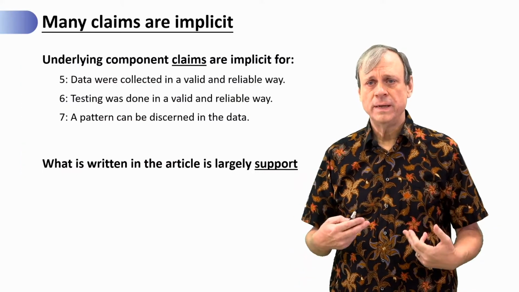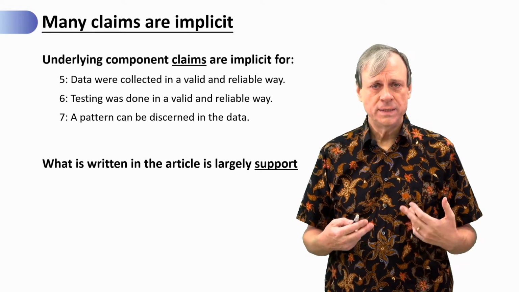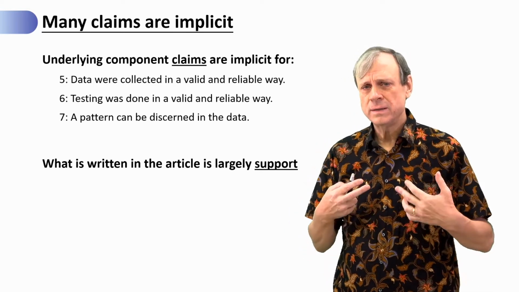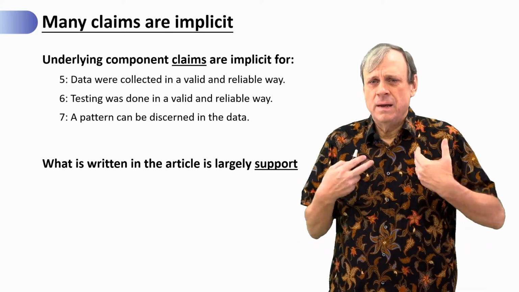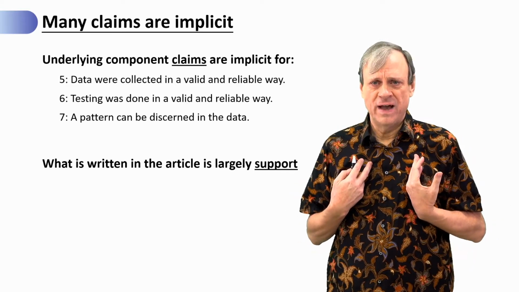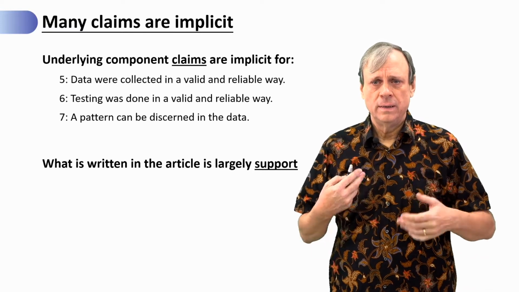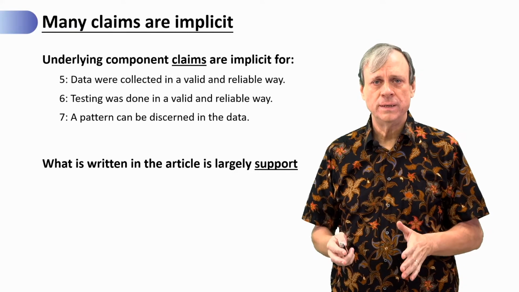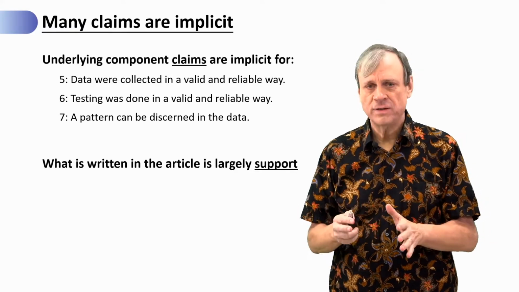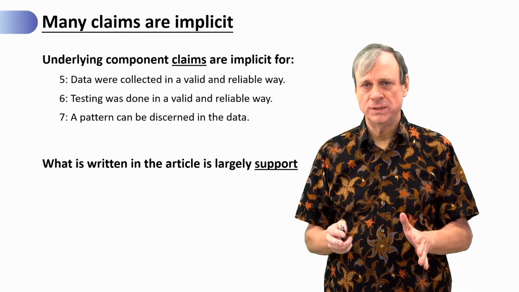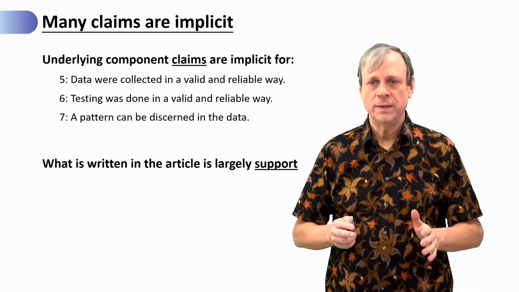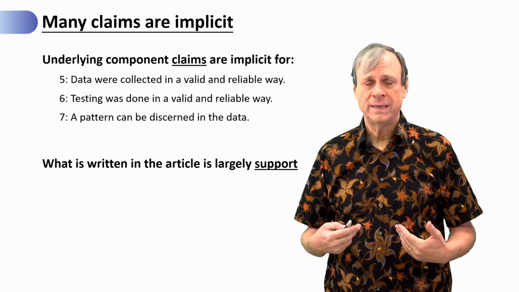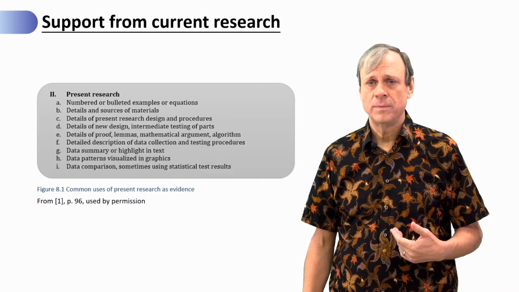Now remember that many claims are implicit, particularly the claims 5, 6, and 7. You never make a claim that says, "I collected my data in a valid and reliable way." But you write your support, you write what you did in a way that says, "I carefully followed established procedures," so that it's clear that your data are valid and reliable and can be compared with other work.